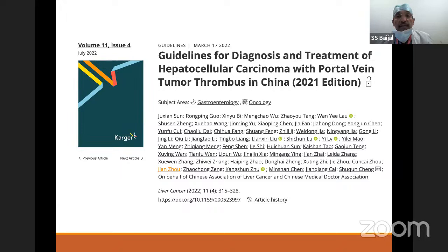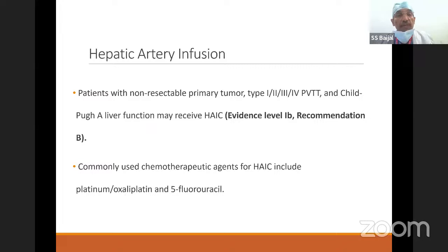This 2021 publication that came from Japan talked in great detail about the three most standard forms of treatment that are used in locoregional therapy. The first one they talked about was the hepatic artery infusion chemotherapy with an evidence level of 1B and a recommendation of B for patients who had PVTT extending from type 1 to type 4, but with preserved liver functions. They said HAIC using oxaliplatin or 5-FU would be the most appropriate treatment if HAIC were to be used.